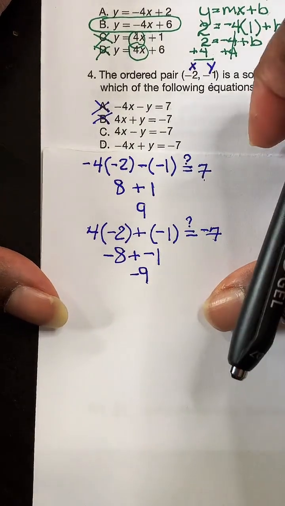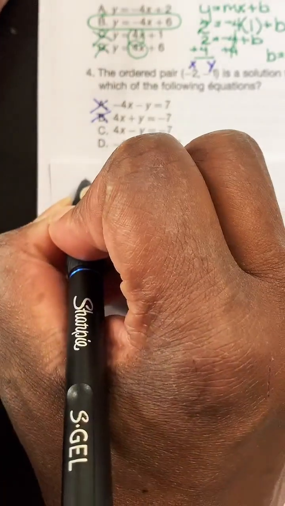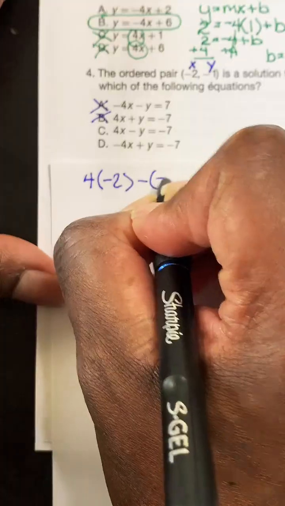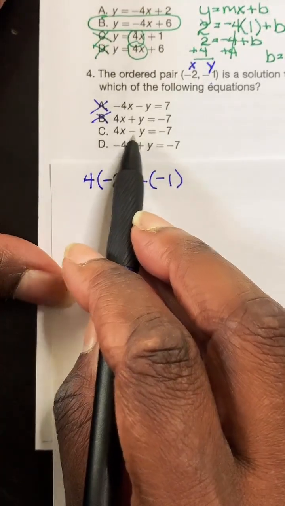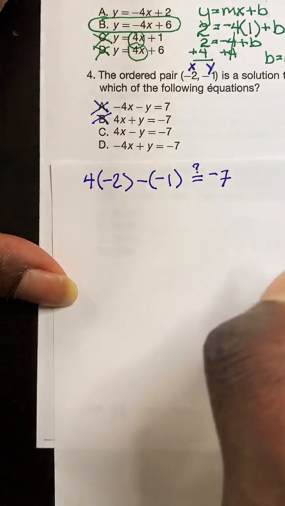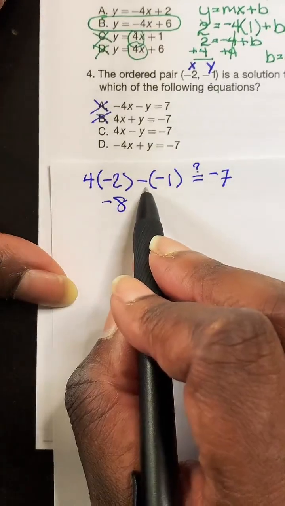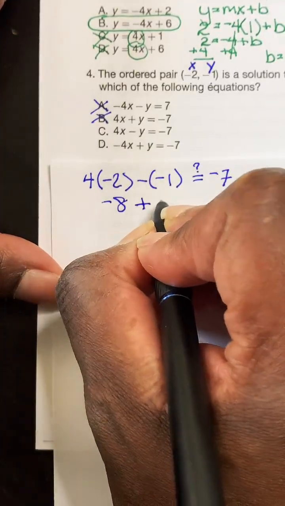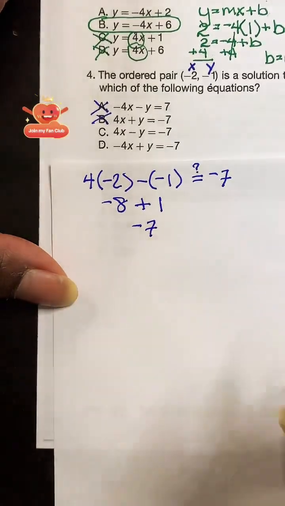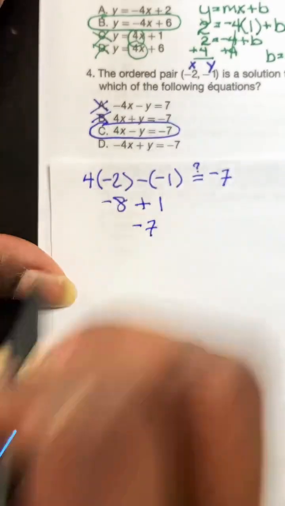Okay. Let me see if I can swing around so I can get some more work here. So now if I go to C, I got my 4 times my -2 minus my -1. I'm only substituting in for the variables, and we want to see if it equals -7. So 4 times -2 gives me a -8. A negative times a negative gives me a positive, so that'll be a +1. And -8 plus 1 gives me a -7. Yay! That's what we're looking for. So our answer is C.